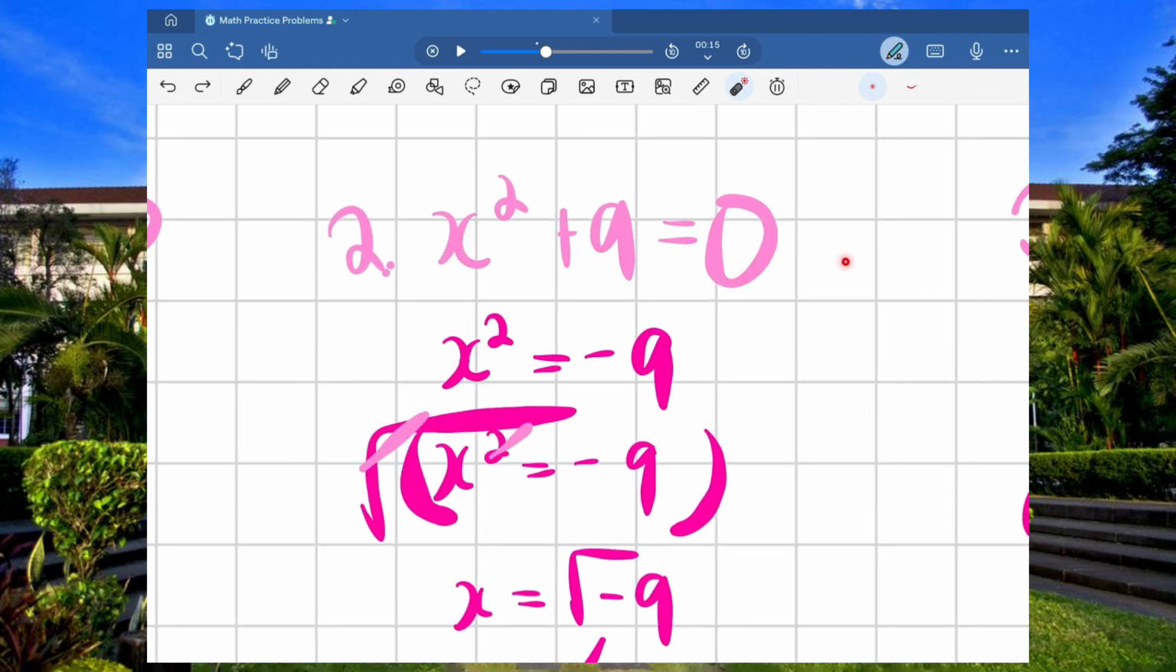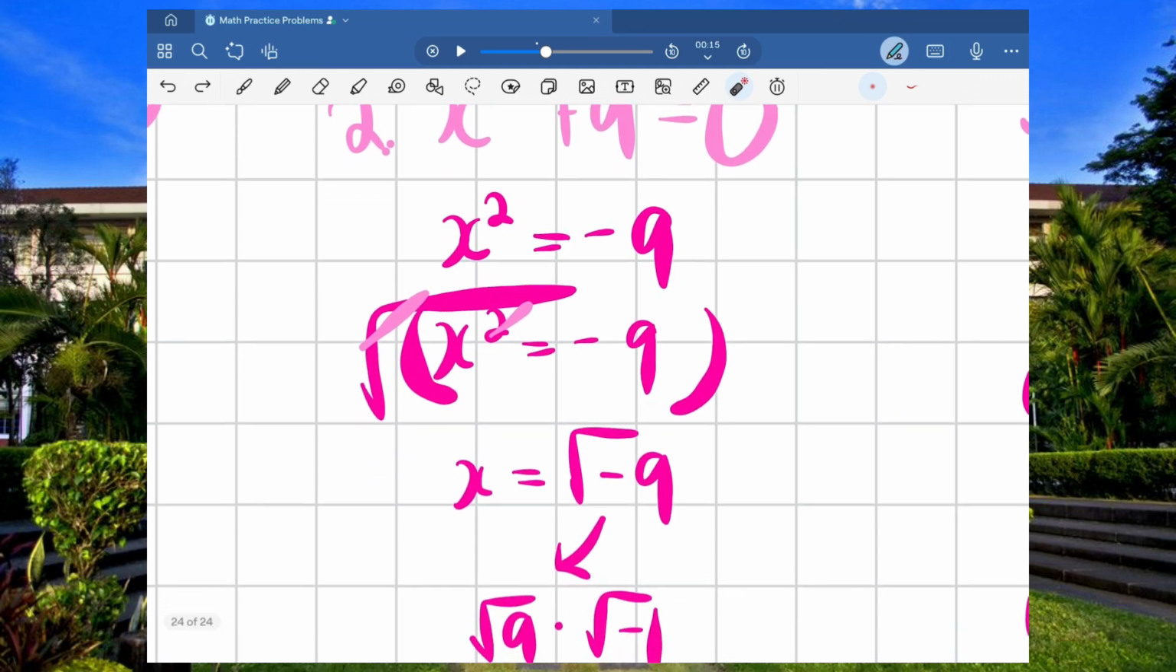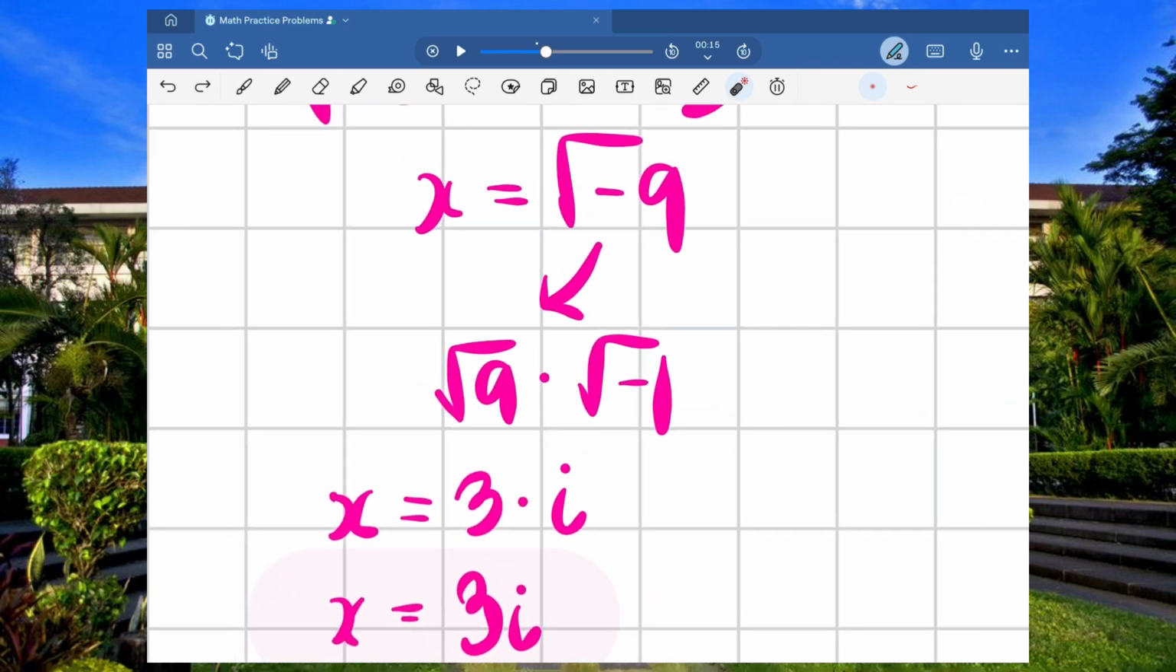So another problem is x squared plus 9 is equal to 0. Once again, transpose 9 to the other side, it'll become negative 9. Square root both sides to eliminate the power of 2. So x is equal to the square root of negative 9.